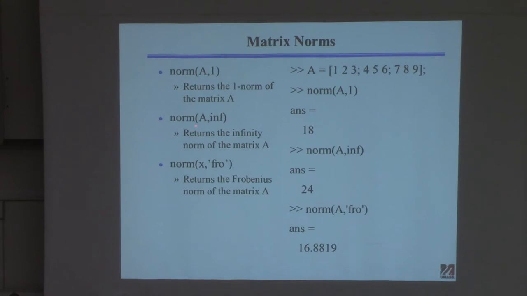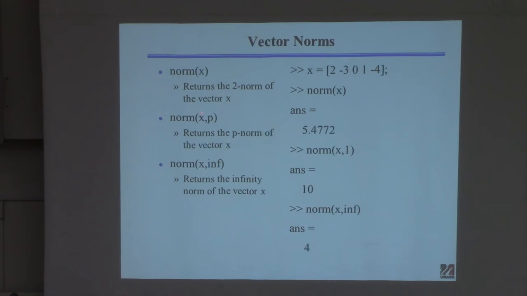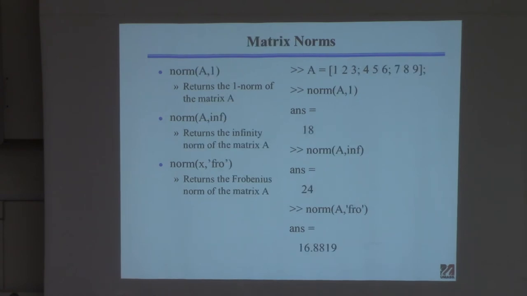You can also do the same thing with matrices, right? You want to take the norm of a matrix. You can take the 1 norm of the matrix. You can calculate the infinity norm of the matrix. You can calculate the Frobenius norm. This is the analog to the 2 norm for a vector. I think we call this thing the column sum norm. We call this thing the row sum norm. And we call this the Frobenius norm.